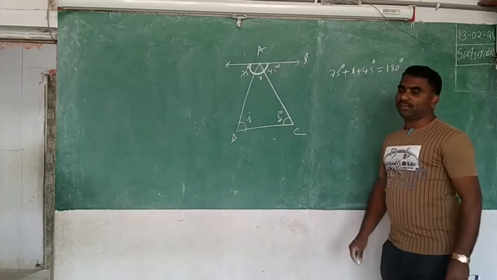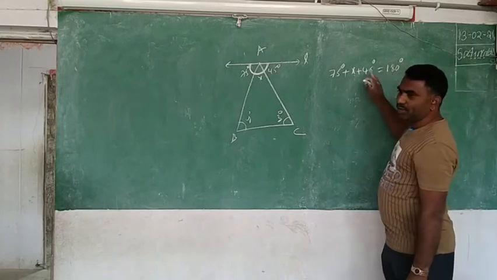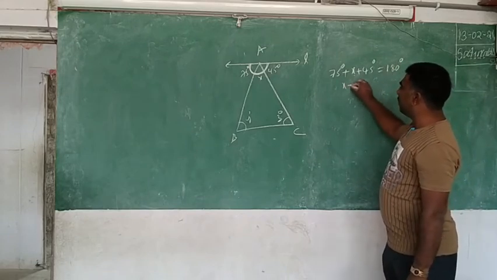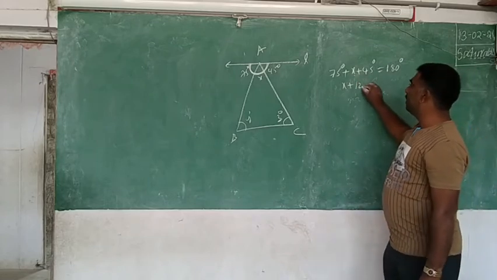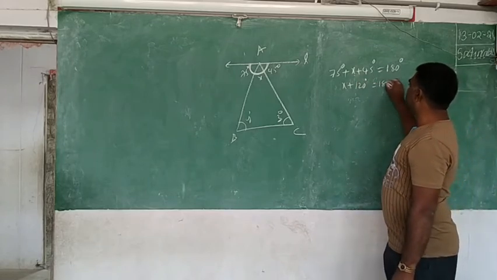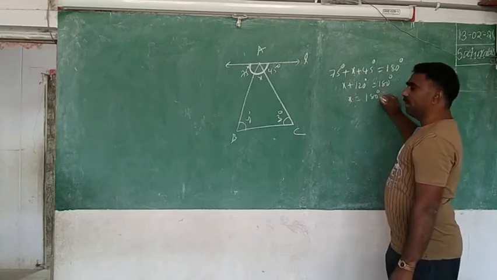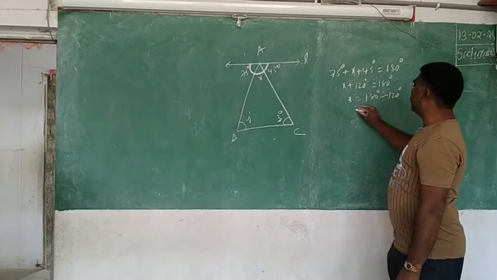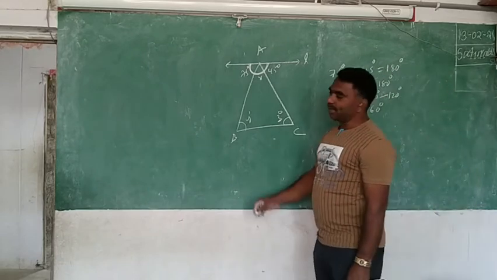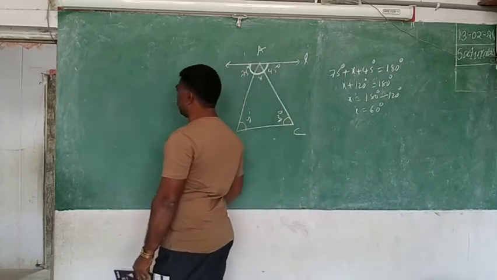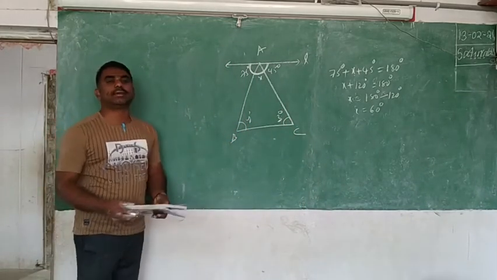Or with the simple equations you have learned. To find the x value, what should we do? First we add 75 and 45, which will become 120, and 120 plus x is equal to 180. x is equal to 180 minus 120. So x is equal to 60. So you will get the answer, x value 60. You got x. Okay, now you should find out the value of y.